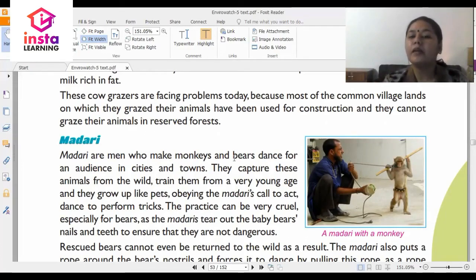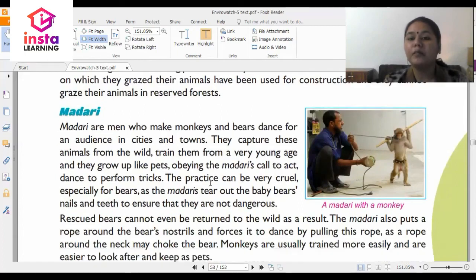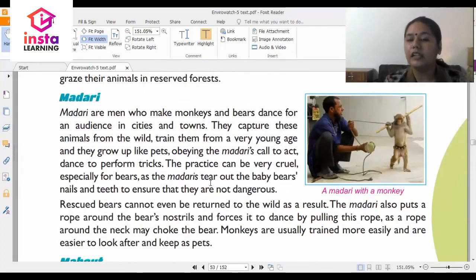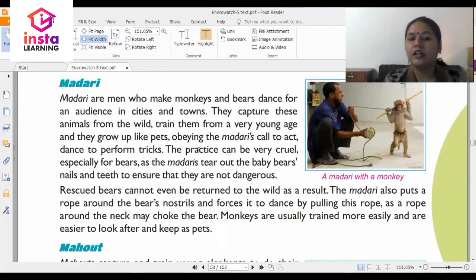Madari are men who make monkeys or bears dance for an audience in cities and towns. They capture these animals from the wild, train them from a very young age, and they grow up like pets, obeying the Madari's call to act, dance, and perform tricks. The practice can be very cruel, especially for bears.